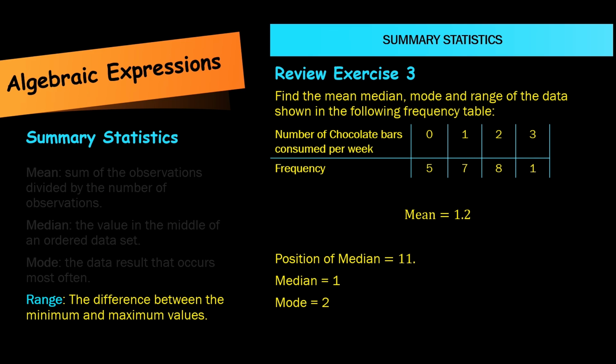And the range. This is the difference between the minimum and maximum values. So range equals max minus min, which is 3 minus 0, which is of course equal to 3.